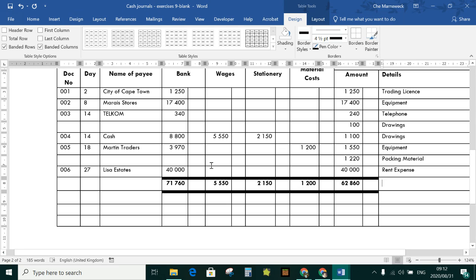We then want to check that our bank figure is correct. So we're going to add all the other figures together, and that should give us the total of bank. So 5,550 plus 2,150 plus 1,200 plus 62,860 gives us 71,760. And we're happy. And that's the end of exercise 9.